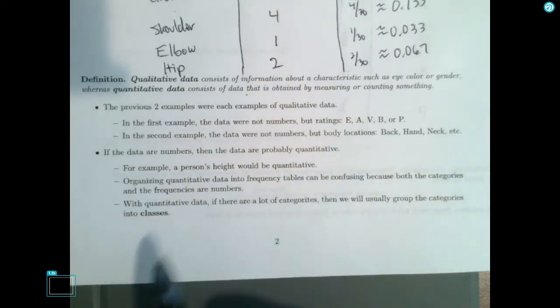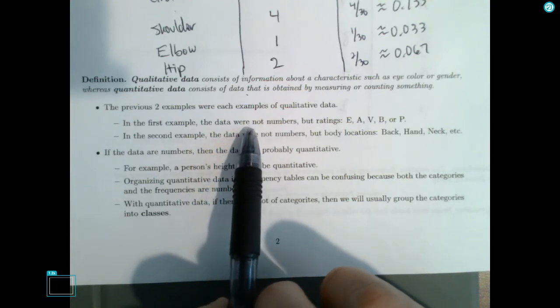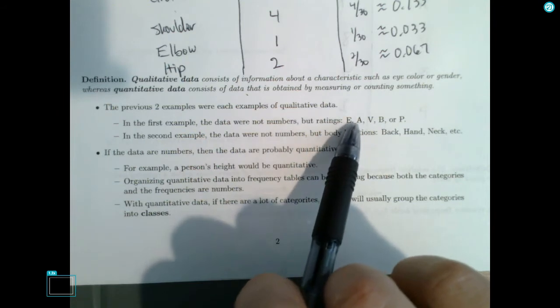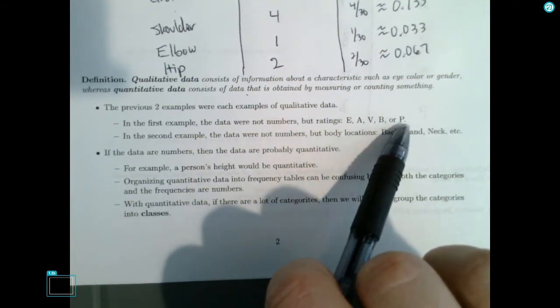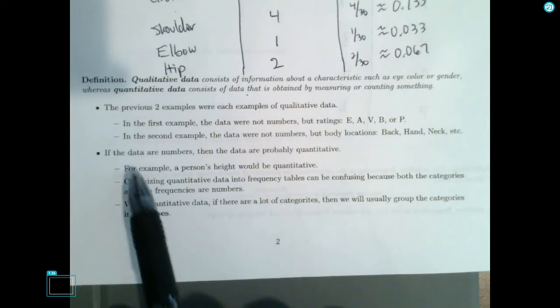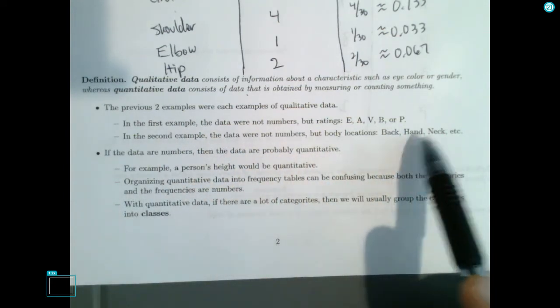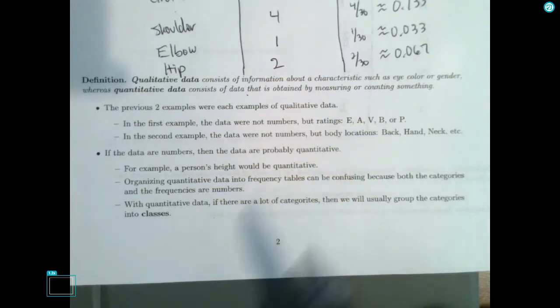If the data is numerical, then it's probably quantitative, but this wasn't, right? So we call it qualitative. You're talking about the quality of the show, not how much of the show you watched or something. You're just talking about how good it was, right? In the second example, the data were not numbers, but body locations: back, hand, neck, right? So those were both qualitative data.